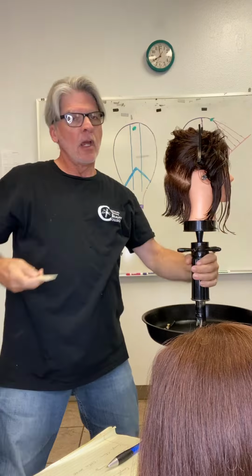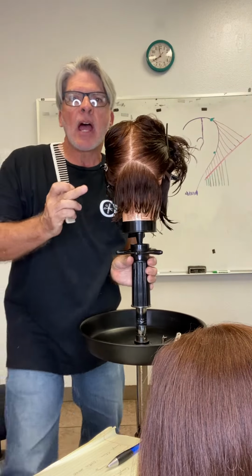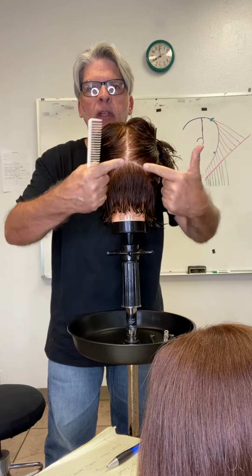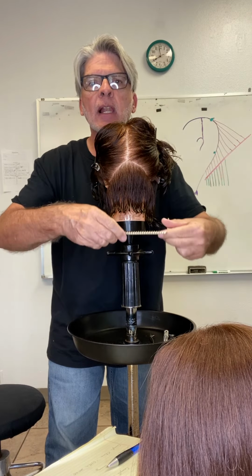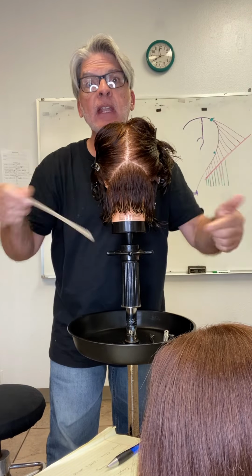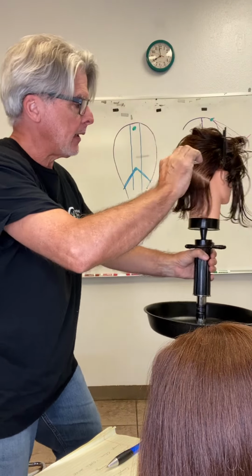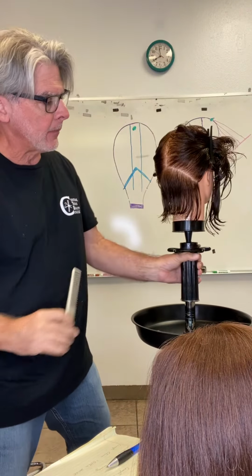Get that out of the way. There we go. So, and I'm looking for symmetry in this. So there we go. It should form like a letter A. If you've got a V, you got a problem. You're gonna have a different haircut. Okie dokie. So be sure to do that.